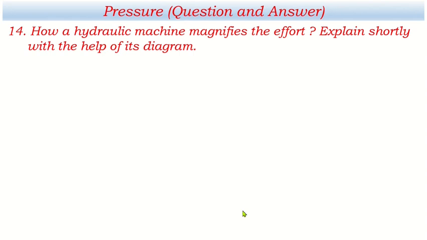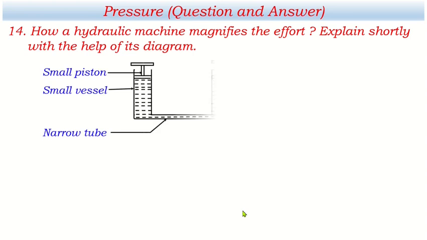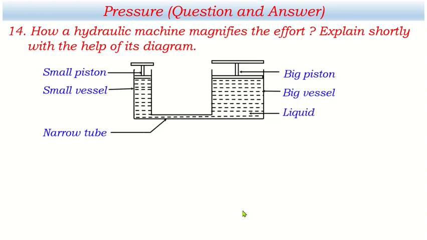In the definition of hydraulic machine, what was told? It magnifies the effort. But how? For this, it will be better to have a diagram first, and we can say that we apply force on a small piston which exerts pressure in the liquid, and the same pressure transmits to the big piston, but the area of the big piston is very huge in comparison with the small piston.